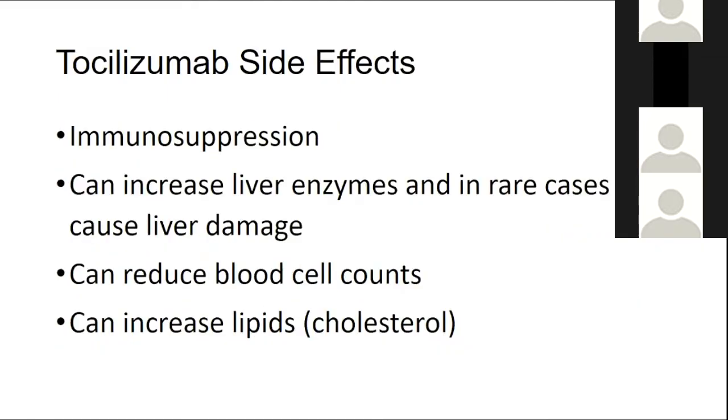Side effects, again, are immunosuppression, and that it can increase liver enzymes. It can essentially cause stress to the liver. It can also reduce blood cell counts and can increase lipids and cholesterol, which is something that we watch closely in myositis patients to begin with. So it is something that we would watch even more closely in patients receiving Tocilizumab for juvenile myositis.